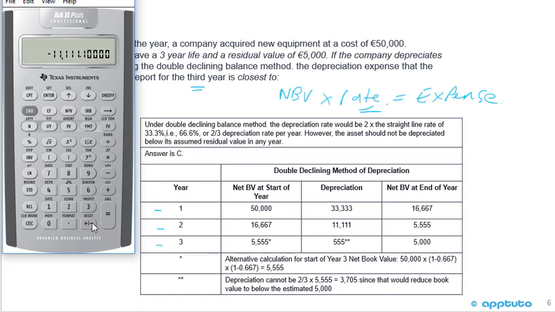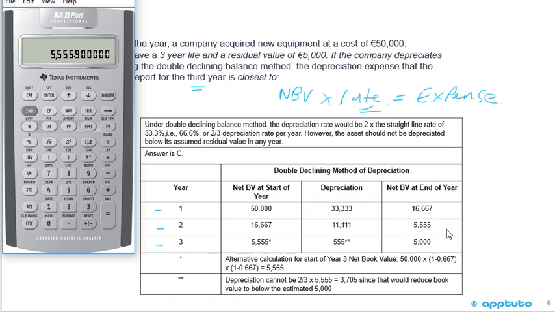Speed is a skill. Skill gets rewarded. The more you practice this, the more you get good with your calculator keystrokes. I make that a negative, and I'm going to add my 16,667 for my beginning of the year, and I'm going to have a net book value of 5,000. A little bit of rounding is fine.